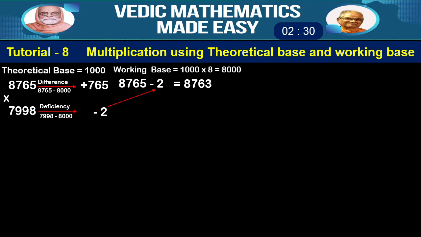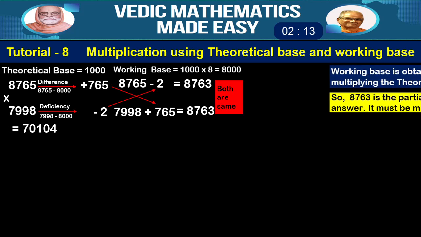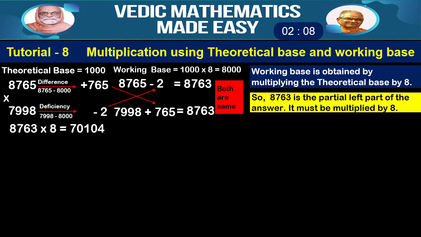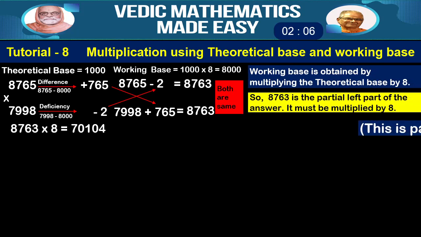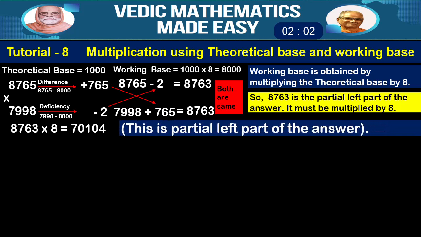8765 minus 2 is equal to 8763, and 7998 plus 765 is equal to 8763. 8763 into 8 is equal to 70104. This is the partial left part of the answer.